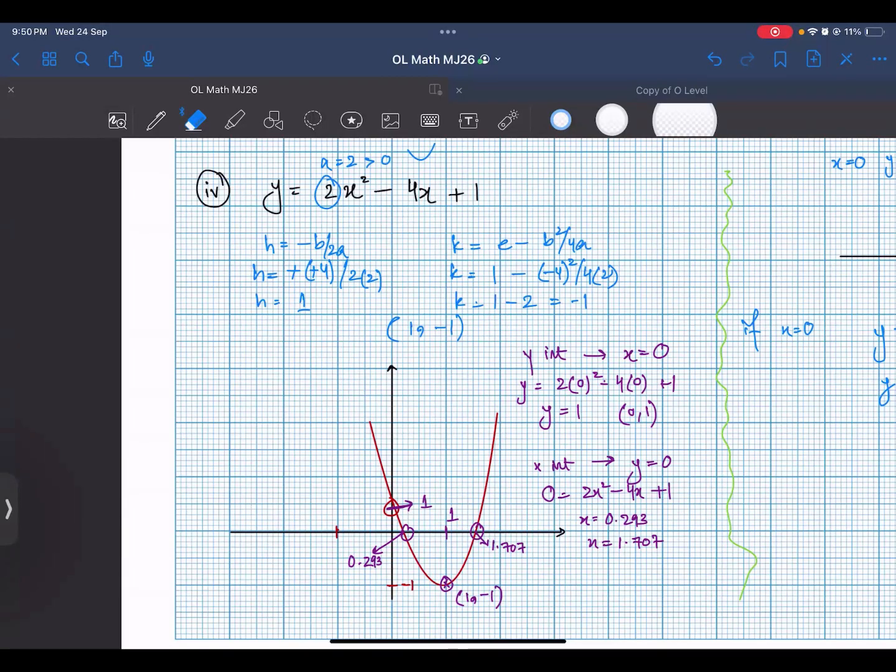The most important point to show is the turning point. Always show the turning point first. Start with the turning point. Then secondly, find the y-intercept, because these two things will always be there. Y-intercept and turning point are the most important ones. Then you move to the third part, x-intercept if need be.